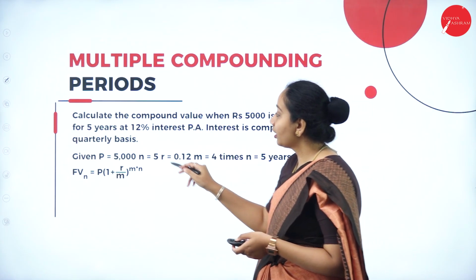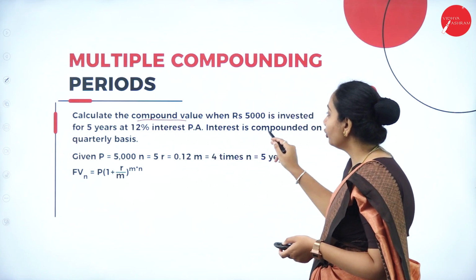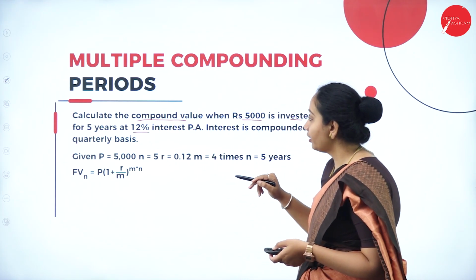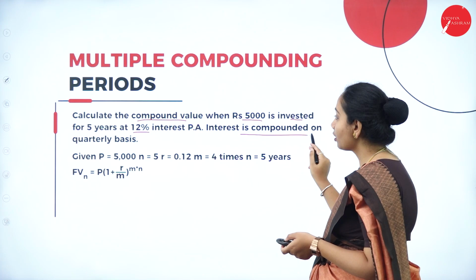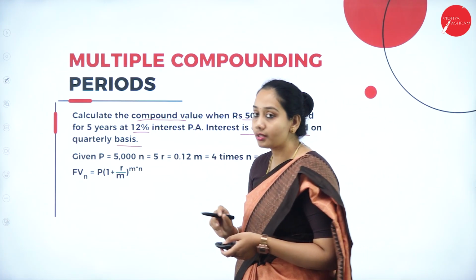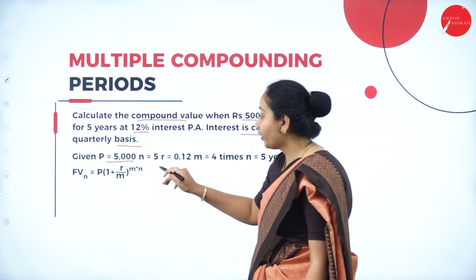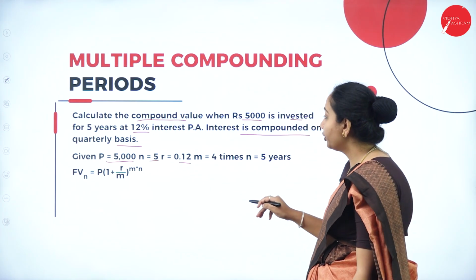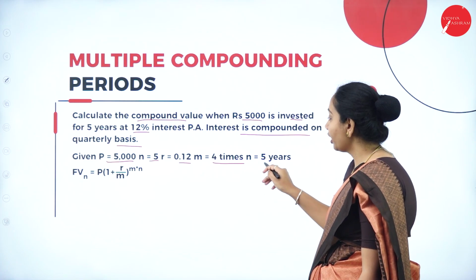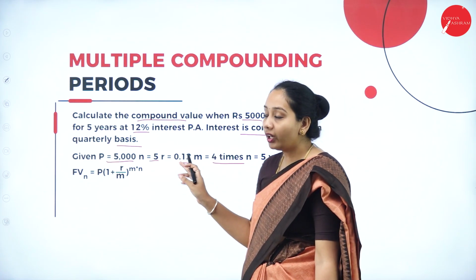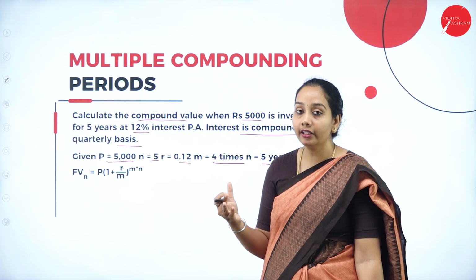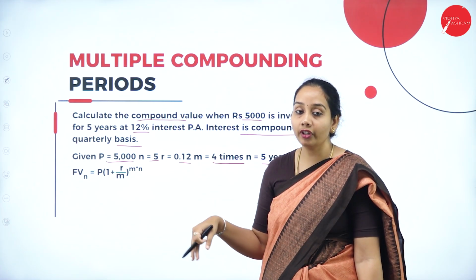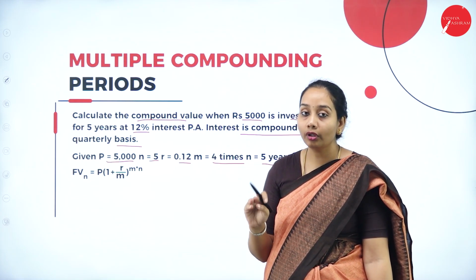So next question, calculate the compounded value when rupees 5,000 is invested for 5 years at 12% interest per annum. Interest is compounded on a quarterly basis. So given P is equal to 5,000, N is equal to 5, R is equal to 0.12, M is equal to 4 times. Quarterly basis, in a sense, means the interest has been calculated once every 3 months. So for a year, it has been calculated 4 times.